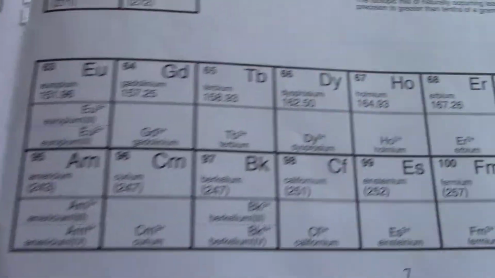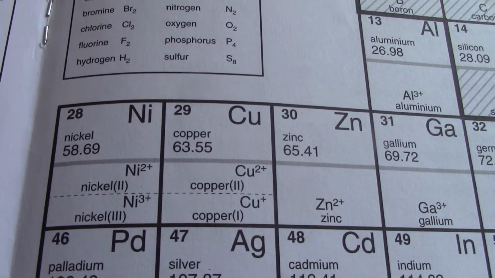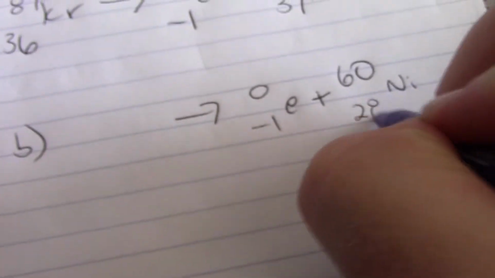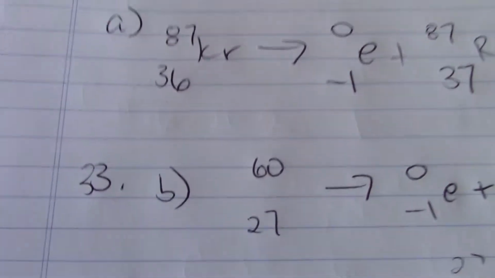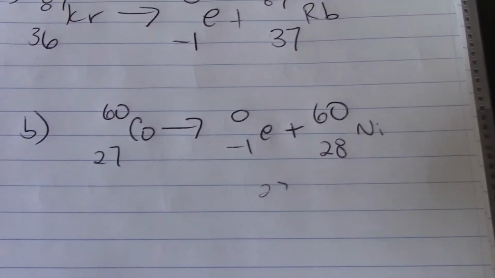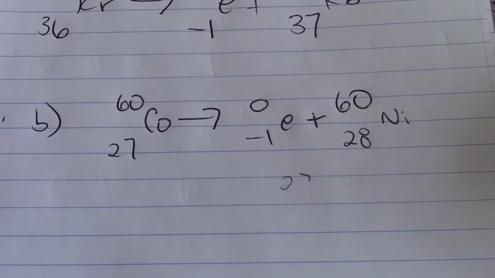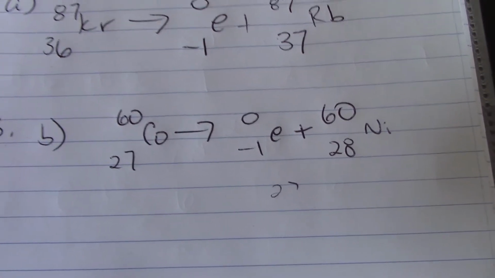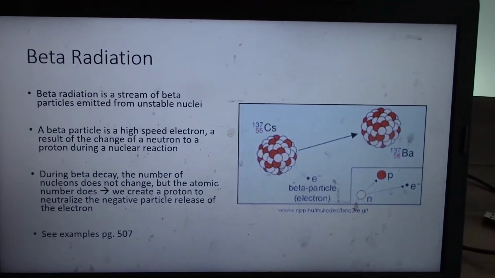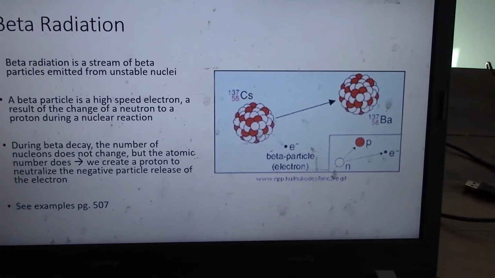Nickel is number 28, so it has an atomic number of 28. The mass number is going to be the same here. 28 minus 1 is 27, so this one has to be 27. My parent material for this reaction is cobalt. So that is beta decay, where we produce an electron from the breakdown of a nuclear atom.